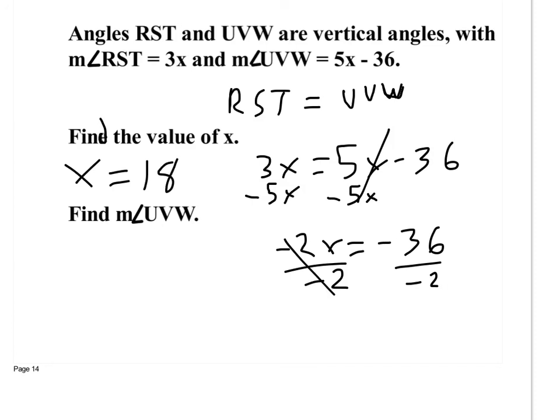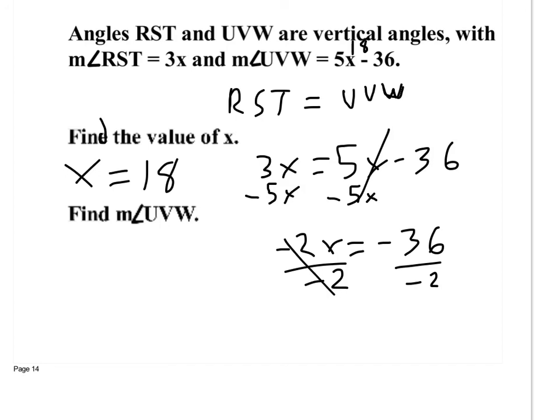And then I'm asked to find UVW. So I can do it one of two ways. I know that RST and UVW are equal, so I can find RST, or I can find UVW, they'll be the same number. The way you should go is do UVW. So plug in 18 for x, and do 5 times 18 minus 36. And then check it with RST.